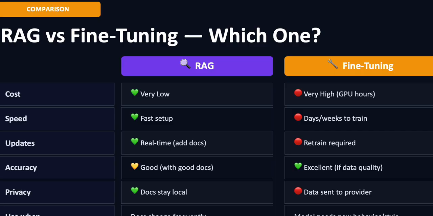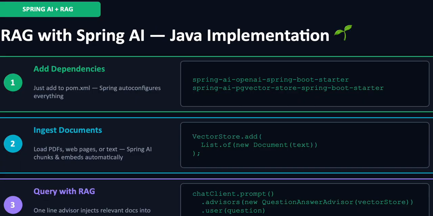Now, Spring AI, as we already have seen, integrated into our Spring Boot. Now we will see how we can use this combination. Alright, now the exciting part for us as Java developers: how do we actually implement RAG with Spring AI? It's surprisingly simple. Let me walk you through these 3 steps.